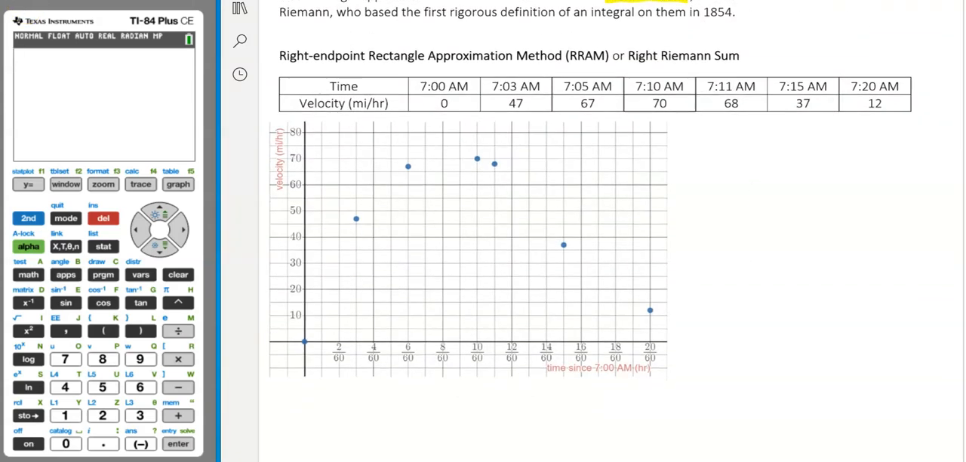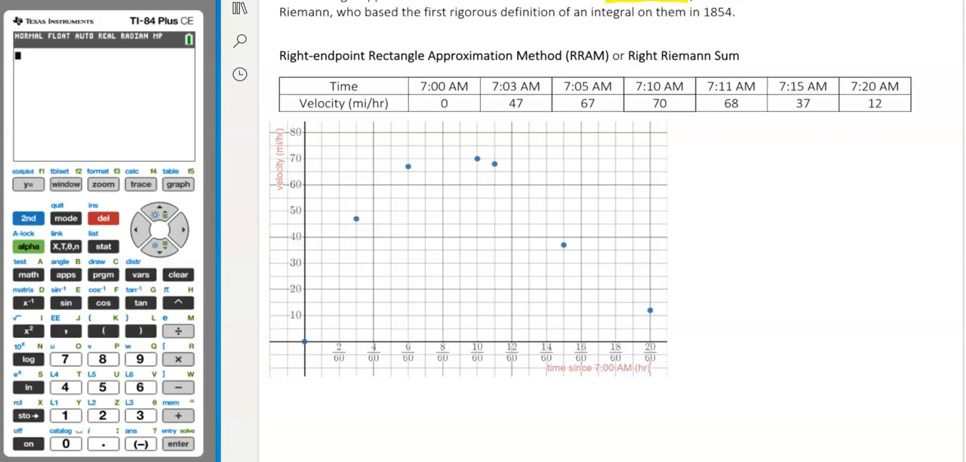So we'll look first at the right endpoint rectangle approximation method, or right Riemann sum. In this method, instead of assuming constant acceleration over the interval, we assume zero acceleration. That is, we assume constant velocity over the interval, and we assume that the velocity stays constant at whatever its value at the right endpoint of the interval is.